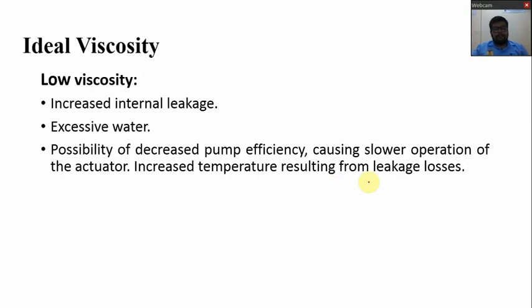There are two basic methods of specifying the viscosity of the fluid: the absolute viscosity and the kinematic viscosity, which you have already learned in the subject fluid mechanics. The viscosity index is an arbitrary measure of a fluid's resistance to viscosity change with temperature changes. Thus we can say that viscosity is affected by temperature changes. As we increase the temperature, viscosity will be reduced. If we decrease the temperature, viscosity will be increased.